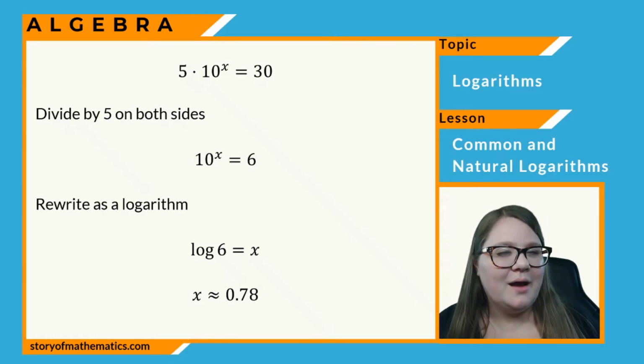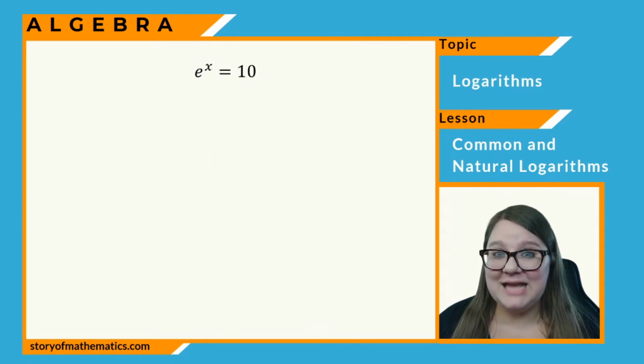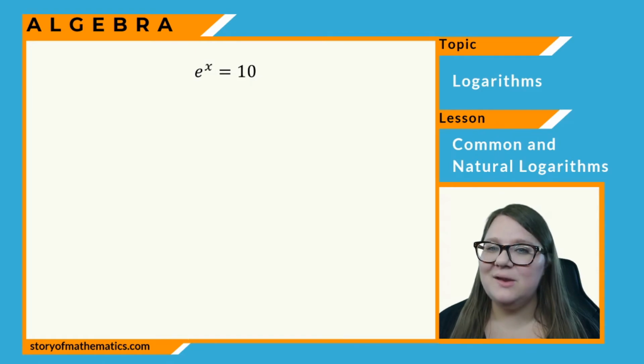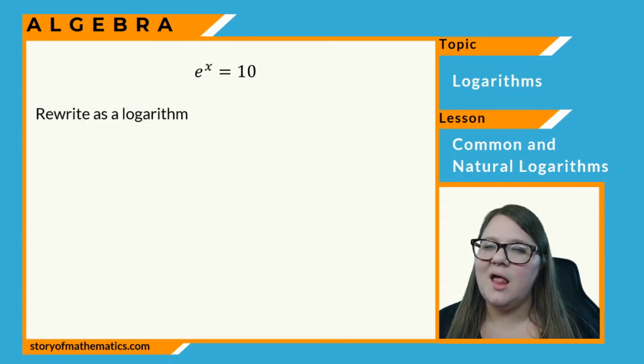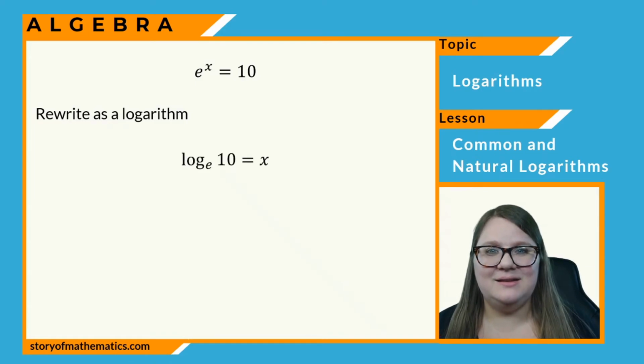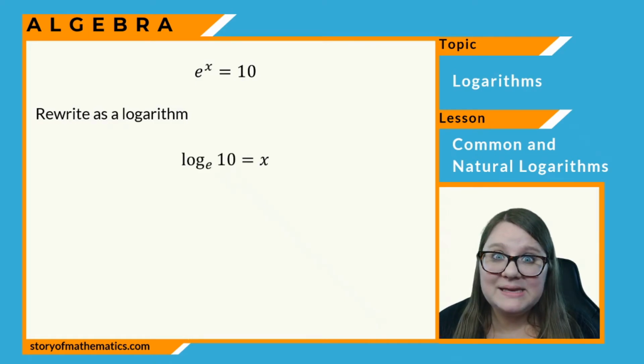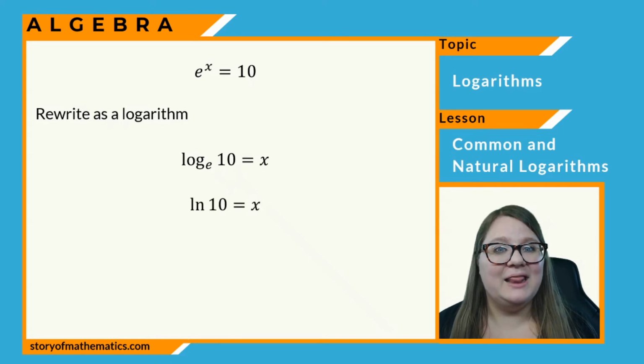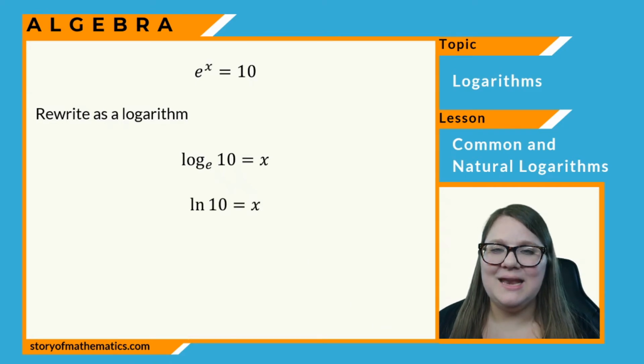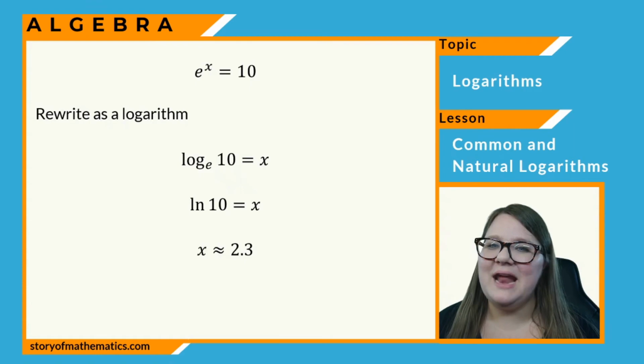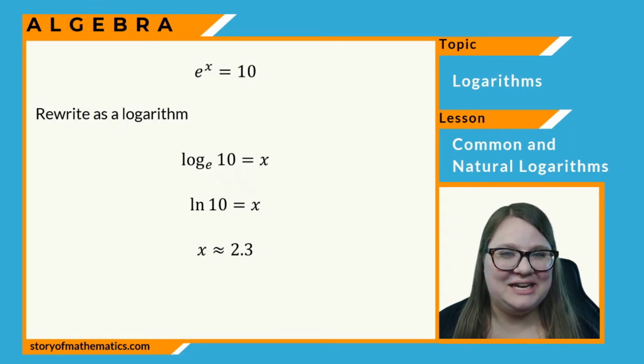Now, let's switch over to our other logarithm. If I have e to the x equals 10, I can rewrite this as a logarithm to solve for x. So this is really saying log base e of 10 is x. But remember, log base e, we really write as ln of 10. Now, we type that in our calculator, and we find that x is about 2.3.